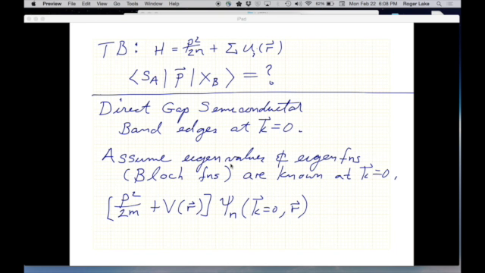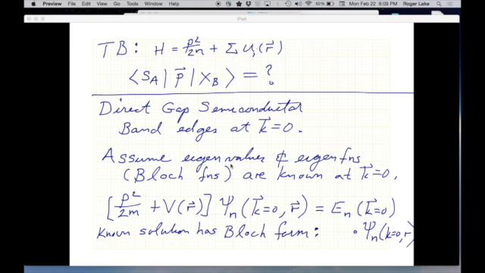We're using these known band states that we just calculated as our basis, and that's equal to the energy of that band, say your valence band or conduction band, times the wave function again. Okay, that's just Schrodinger's equation. And so the known solution has the Bloch form, and the Bloch form of any Bloch function is periodic, some periodic part, which repeats every unit cell, and then the plane wave multiplying it.